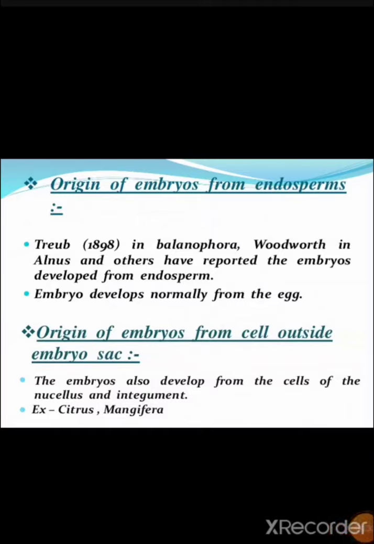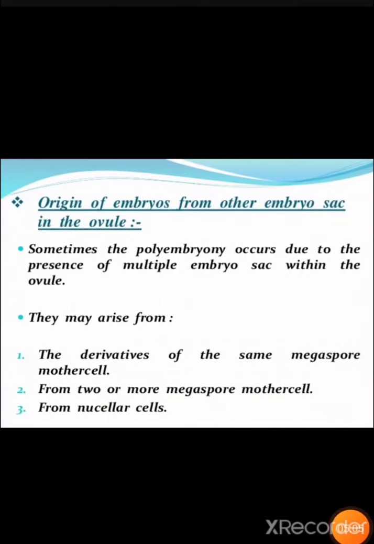Origin of embryos from endosperm. Treub in Balanophora, Woodworth in Ulmus, and others have reported that the embryo developed from endosperm, while the embryo also develops normally from the egg. Origin of embryos from cells outside the embryo sac. In this type, embryos are also developed from the cells of the nucellus and integument. For example, citrus and Mangifera.